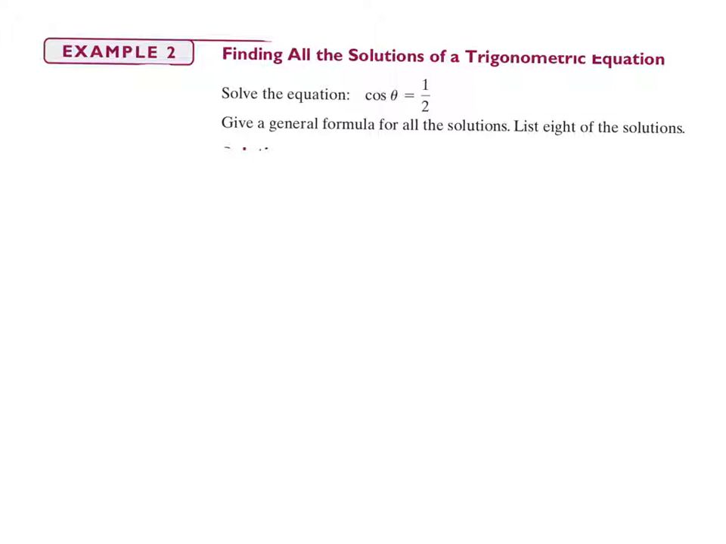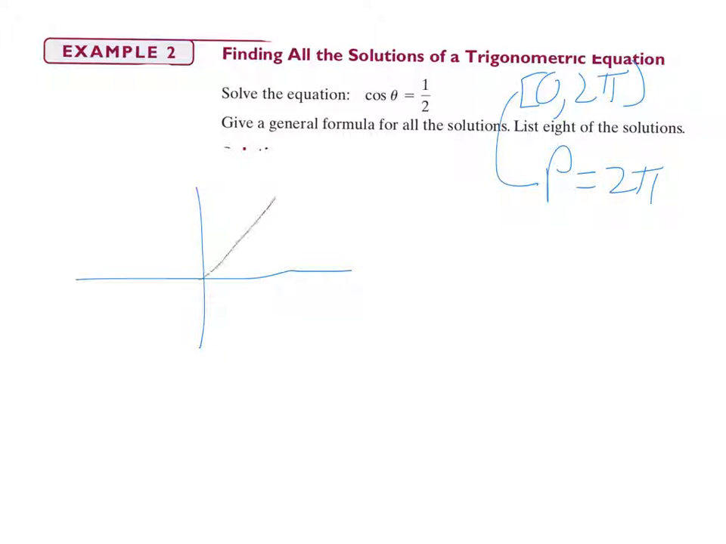So let's first look at the interval from 0 to 2 pi, since the period for cosine is 2 pi. Remember, cosine is positive in the first and second quadrant. So the angles here and here would give you a cosine of 1/2. Those angles, I believe, would be at 60 degrees and 120. Or if you want to do it in terms of pi, that would be pi over 3.